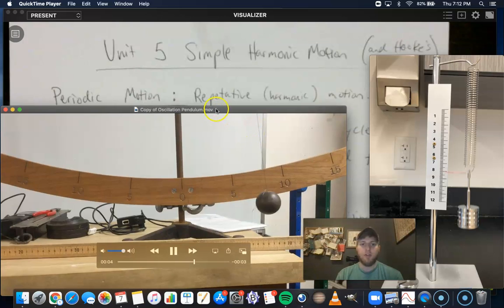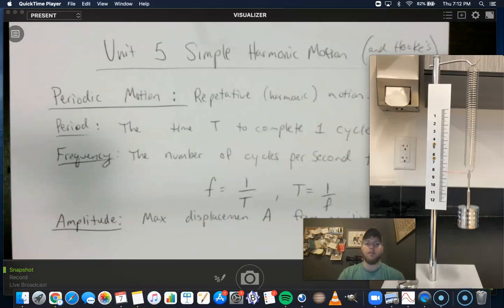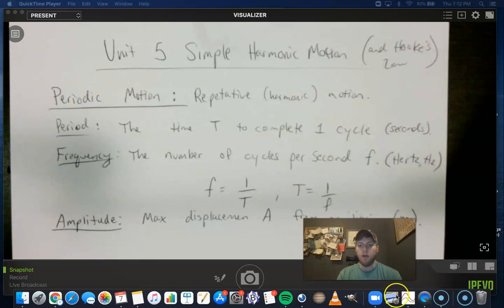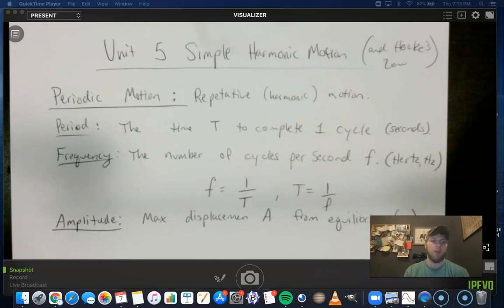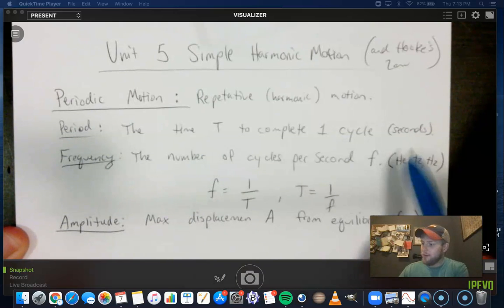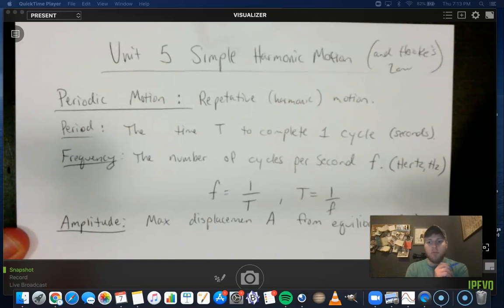Now, periodic motion is just any kind of repetitive motion, and I've already written out a few notes, so feel free to pause and write this down. Periodic motion has three key variables that we can measure. The first is the period of time that it takes to repeat one cycle. We call that simply the period T, measured in seconds. So for example, maybe that pendulum takes 1.3 seconds to complete one back and forth. That would be considered its period.